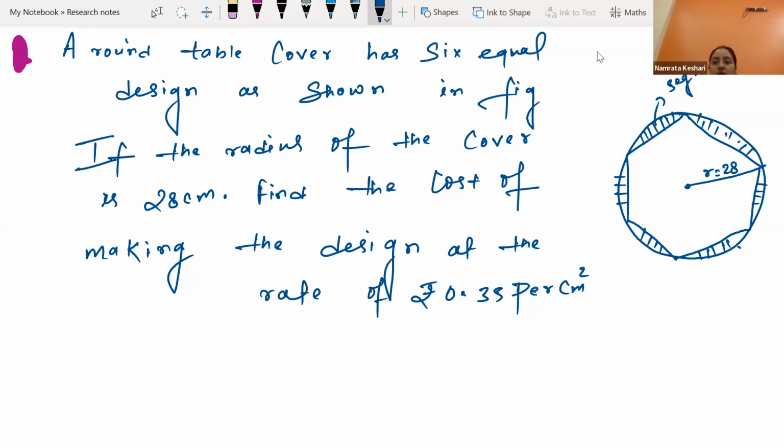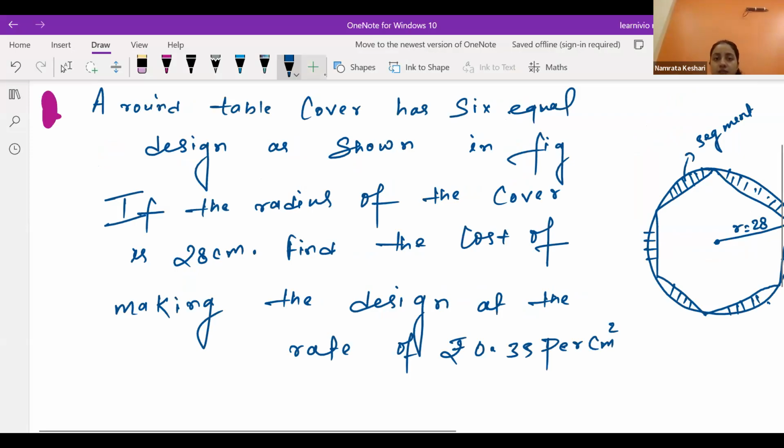What can be done over here? How we'll be finding the area of the segment? Anyone? What can be done over here? Yes, Galvin, Fazan, Ibad. See the figure carefully, think about it and tell me.